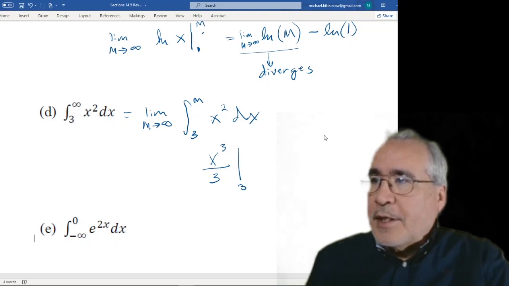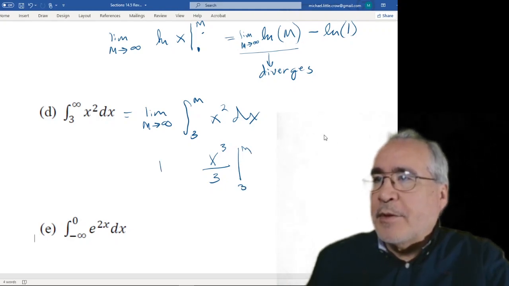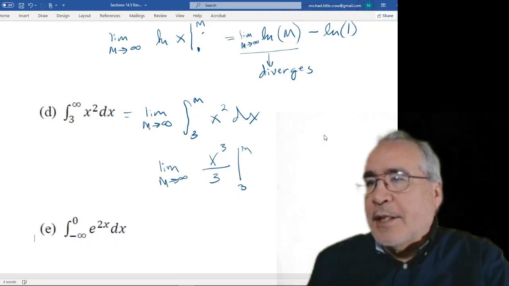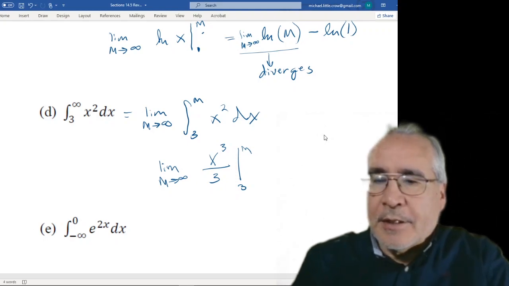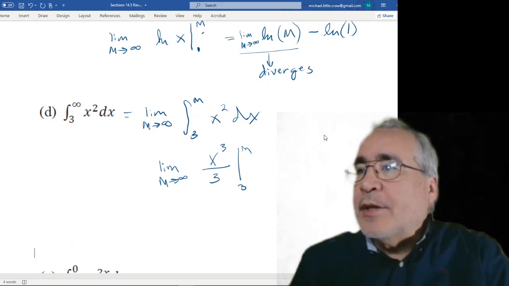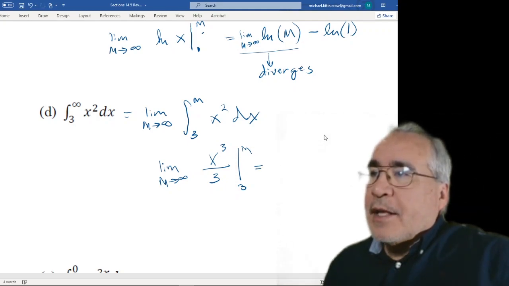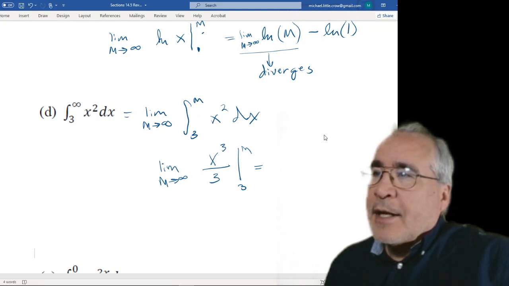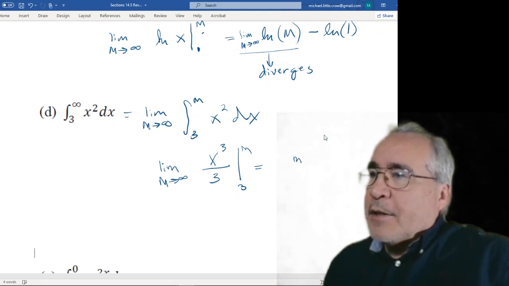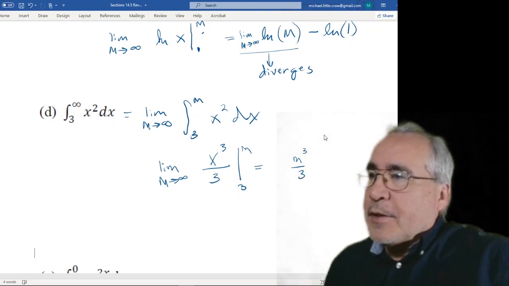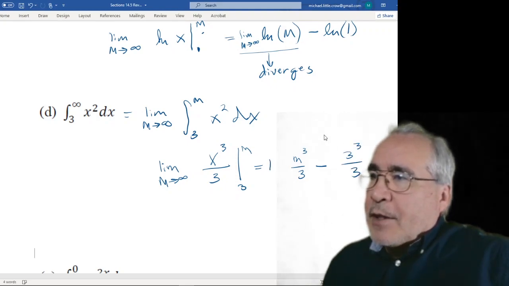We're going to go from 3 to m, and remember, we still have our limit out here as m goes to infinity. You might think, well, I'll just remember that it's a notational thing. Okay, we plug in our limits of integration. The top one goes first. So this becomes m to the third over 3 minus the bottom one plugged in, 3 to the third over 3. And we take the limit as m goes to infinity.